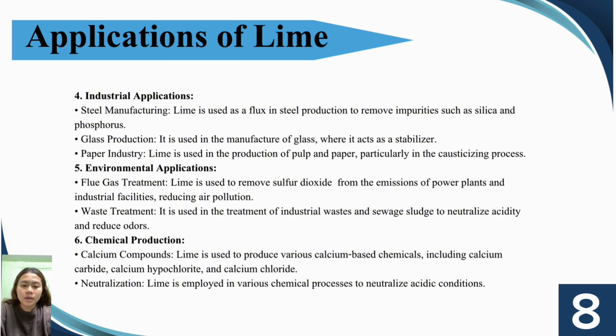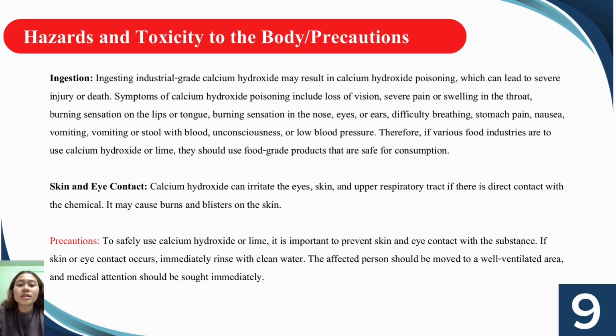Number 6, chemical production. Calcium compounds: lime is used to produce various calcium-based chemicals including calcium carbide, calcium hypochlorite, and calcium chloride. Neutralization: lime is employed in various chemical processes to neutralize acidic conditions. And the last topic we talk about is the hazards and toxicity to the body and precautions of lime.